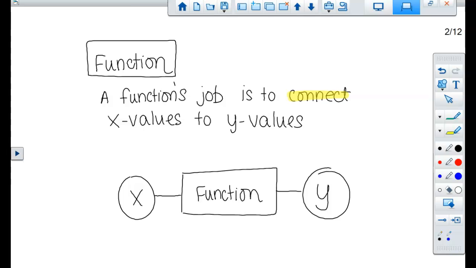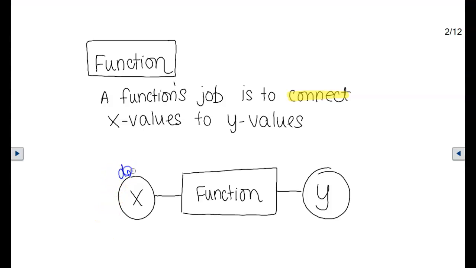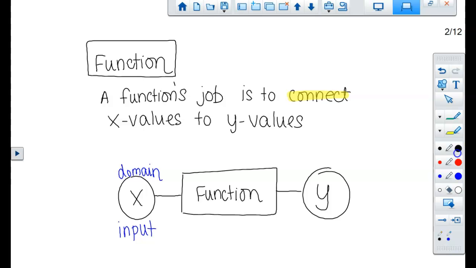Now, x values have some other names, and as I tell you what these are, I am quite certain you will remember hearing them. An x value can be referred to as domain. An x value is also referred to as an input. So x values go by a couple of other names, domain and input.